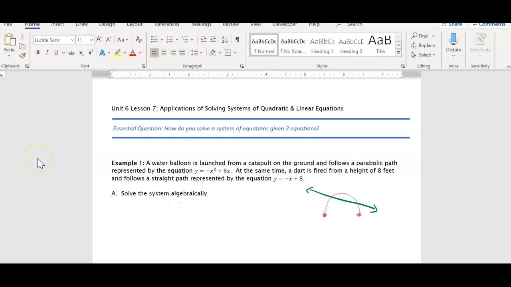Lesson 7 is doing the same thing as Lesson 6, where we're solving systems of a quadratic and linear equations, only it is in word problem form. So I'm going to read the first problem. I do have a drawing off to the side. I'll explain that in a moment.